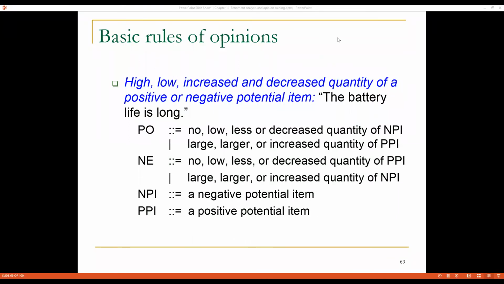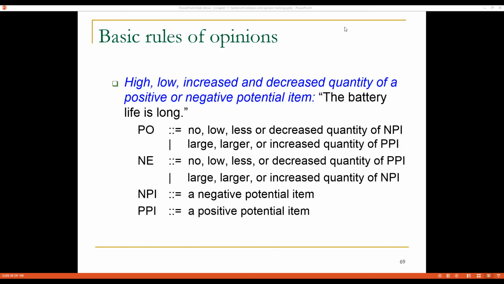Basic rules of opinions: high, low, increased and decreased quantity of a positive or negative potential item. For example, the battery life is long. PO is defined as no, low, less, or decreased quantity of NPI, or large, larger, or increased quantity of PPI. NE is defined as no, low, less, or decreased quantity of PPI, or large, larger, or increased quantity of NPI. Where NPI is defined as a negative potential item, and PPI as a positive potential item.